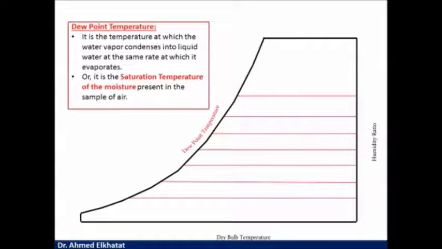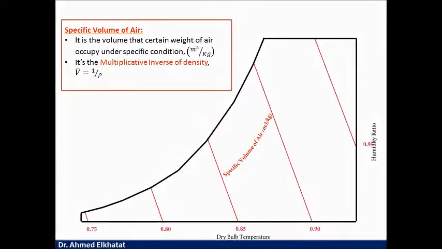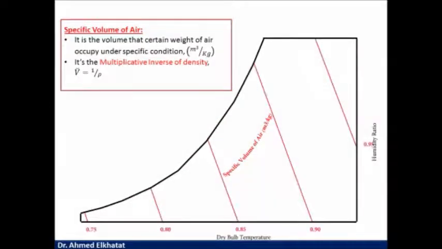Then we have specific volume of air. It's the multiplicative inverse of density, so it's measured in cubic meter per kilogram, and it's represented by oblique lines as you see here.